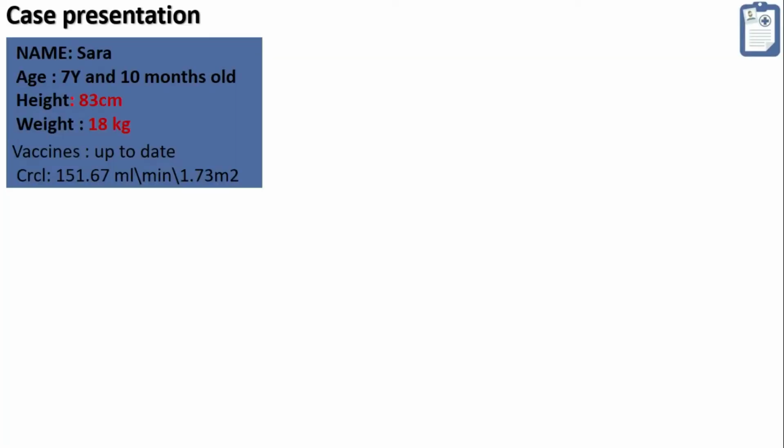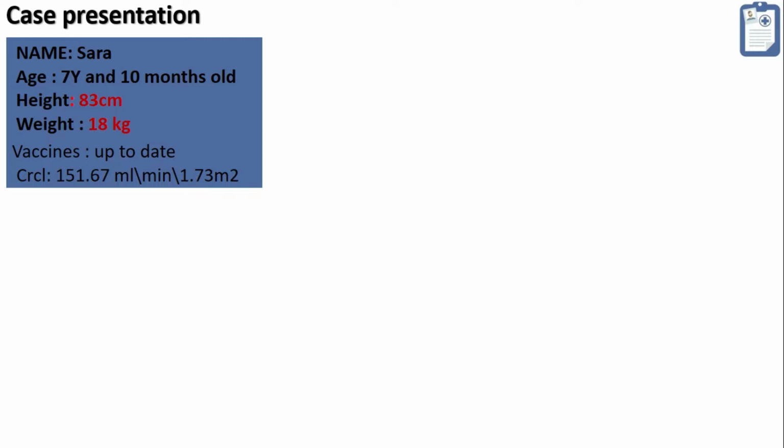Firstly, I'm going to present a real case from practice, and we will build a full care plan together and solve each problem that the patient has. So, the patient's name is Sarah, 7 years old, and her height is 53 centimeters. Her weight, kilogram. Her vaccines are up to date and her creatinine clearance is normal.